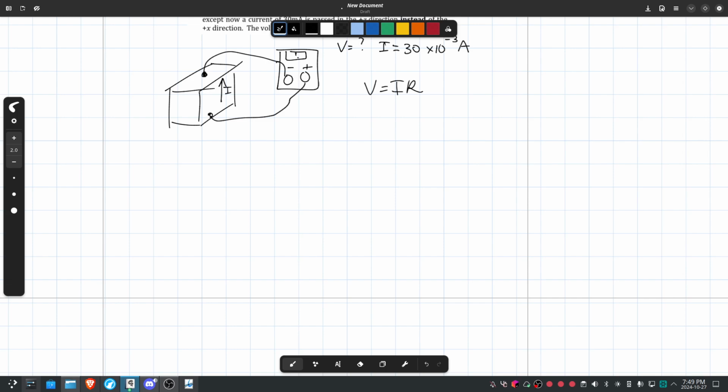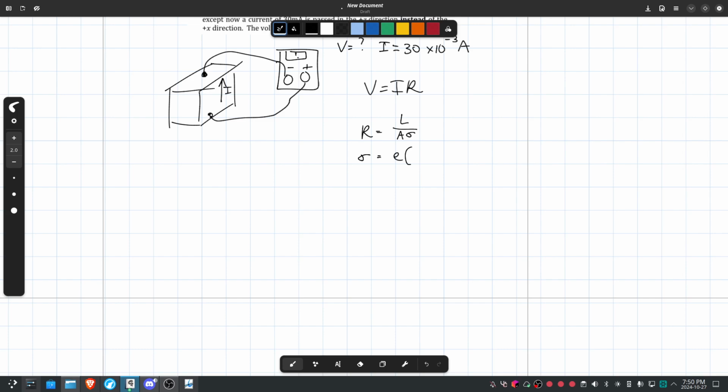Do we know R? We don't know R. Can we calculate R? Let's see. Well, one of the formulas for resistance is on your formula sheet. R is equal to L over area times the conductivity. Do we know the length? Yeah, we know the area. Do we know the conductivity? No. Can we calculate the conductivity? Of course we can.